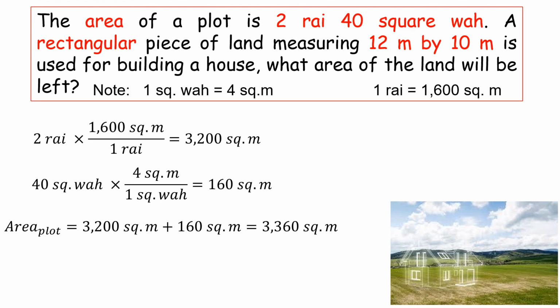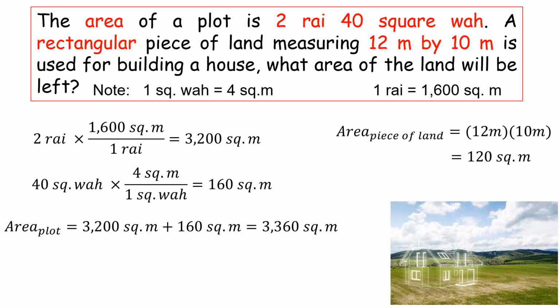Now, we are going to solve for the area of the piece of land that you need to build your house. So the dimensions are 12 by 10. So we are going to multiply it. 12 times 10 is equal to 120. Then don't forget the unit is square meters.